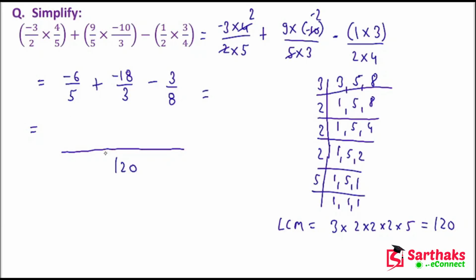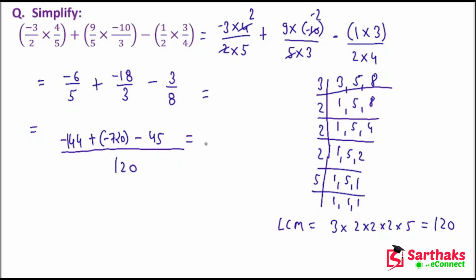So 5 into 24 equals 120. So 6 into 24 is what? 6 into 24 is 144. Right? 3 into 40 is equal to 120. You have to multiply 3 by 40, so you have to multiply 18 also by 40. So 18 into 4 is 72, so you will get minus 720. 8 into 15 is 120, so 3 into 15 is equal to 45. So this is how we will calculate the answer.